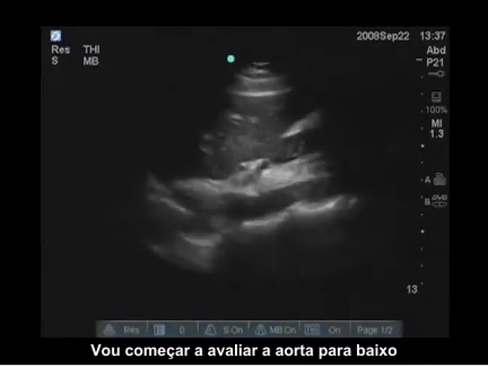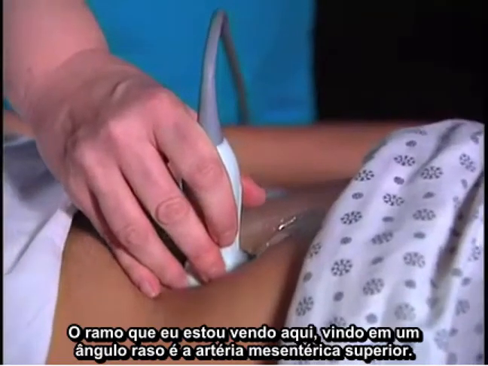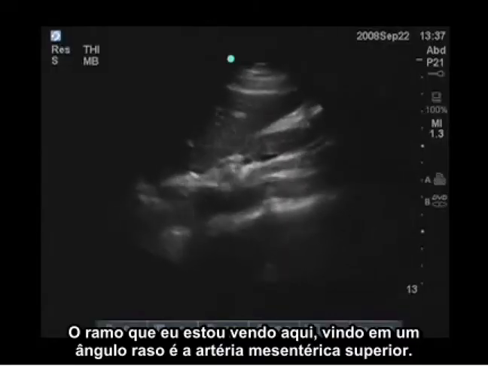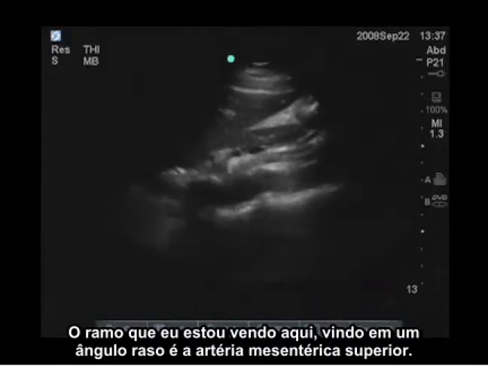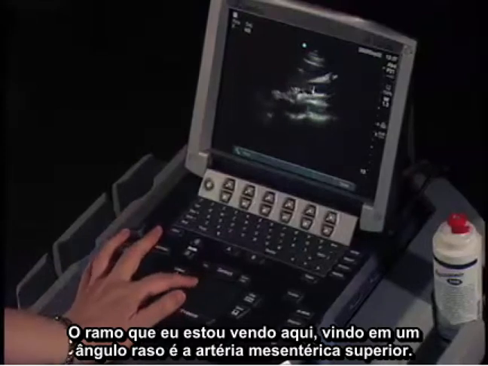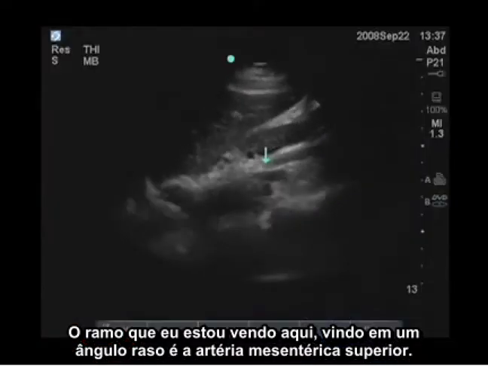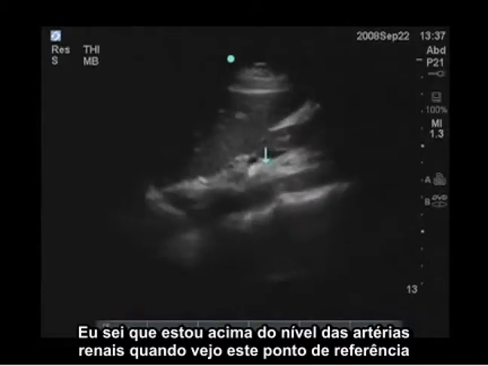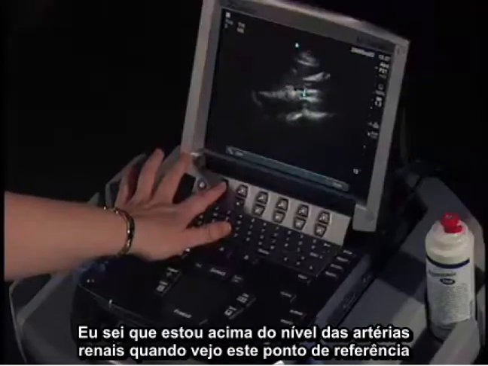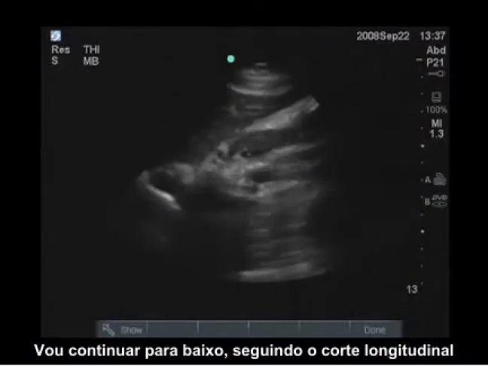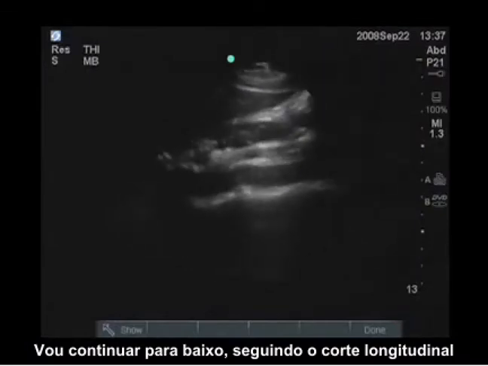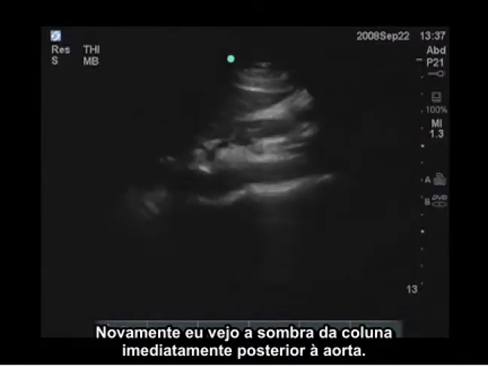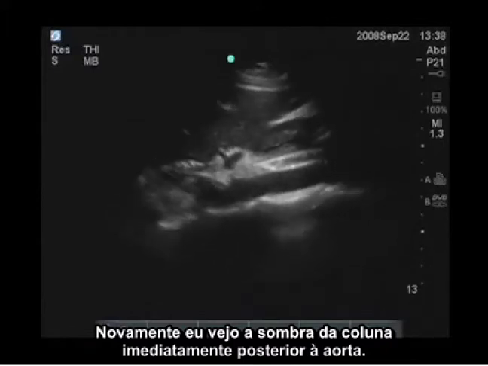And I'm going to just start to survey down the aorta. The branch that I'm seeing here, coming at a shallow angle, is the superior mesenteric artery. So I know I'm above the level of the renal arteries when I see that landmark. I'm going to continue down, following it in a longitudinal view. And again, I see the shadow of the spine directly posterior to the aorta.